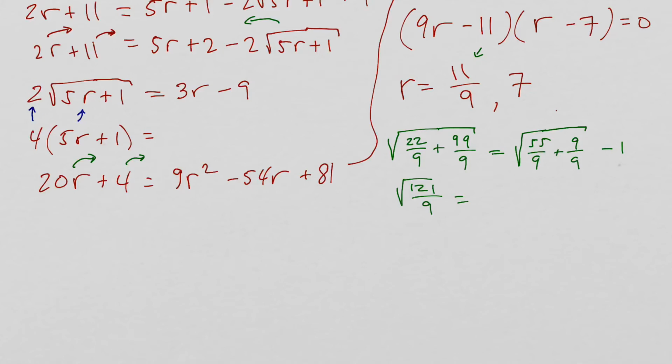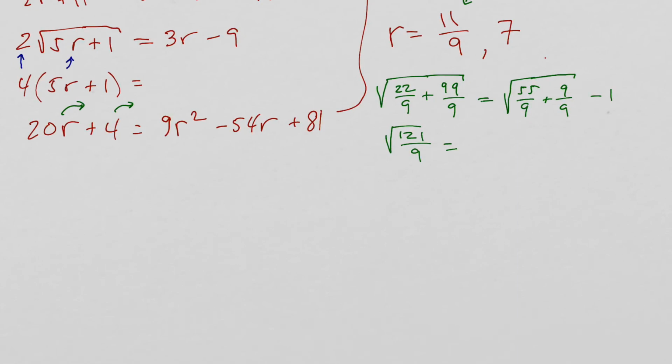All right, so this is it equal to the square root of 55 plus 9, which is 64, over 9 minus 1? Well, this is 11 over 3. Is this equal to 8 over 3 minus, and I'll put 1 as 3 over 3? The answer is no. That doesn't work. 11 over 3 does not equal 5 over 3. Therefore, this was an extraneous root.